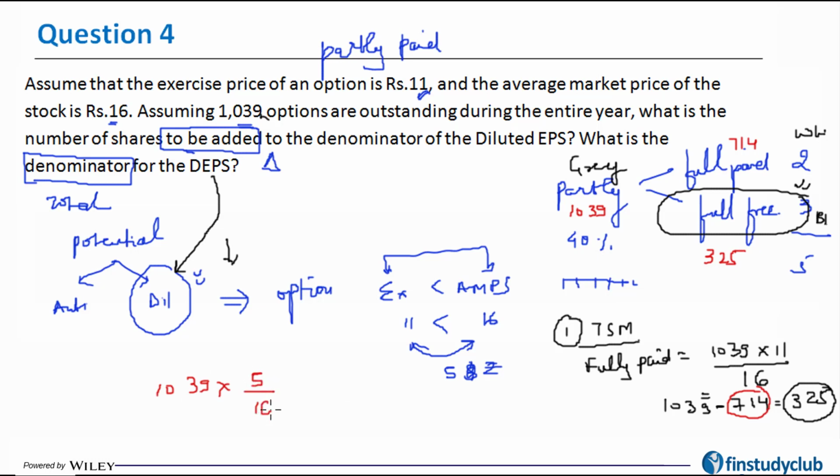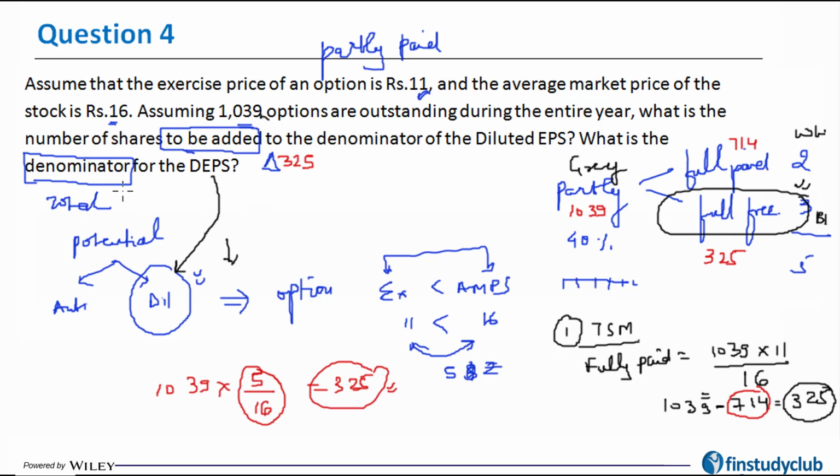Discount of 5 over a number of 16. So this is like a discount percentage that I am getting on this total number, which will directly give me the fully free value of 325. So the number of shares to be added is 325, the fully free portion. It is not fully paid up. This is an exam question, and again a query, an error that is expected to happen from most of you.